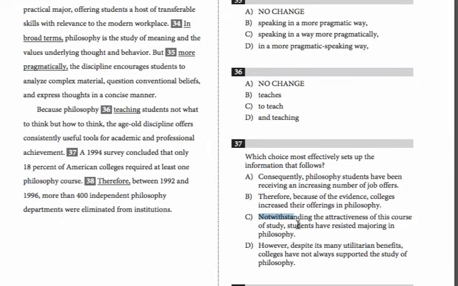It's not great, but does sort of go to the badness or the rarity of philosophy in colleges. And finally, we have, however, despite its many utilitarian benefits, colleges have not always supported the study. All right, this is way better. This is saying students resist majoring in it. This says colleges don't support it or don't offer it. And this says colleges don't offer it. This directly says colleges don't support it.